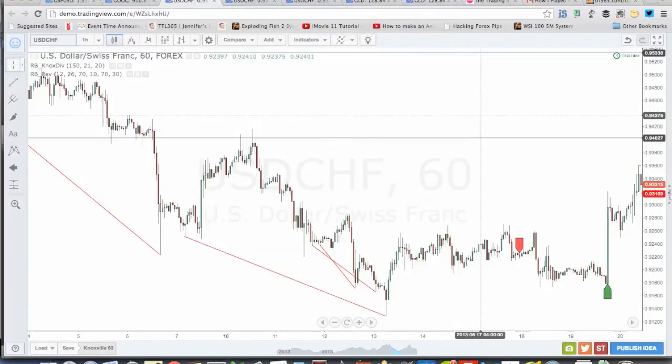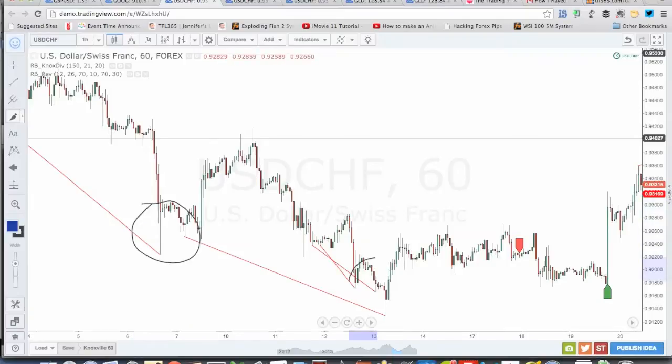And now we're on the US dollar Swiss franc. Welcome over here to Currency Trader Land. We see some divergences down below here. You see a lot of divergences plotted. I'll tell you why in just a moment. Lots and lots of divergences plotted.